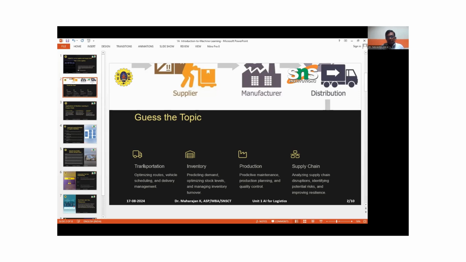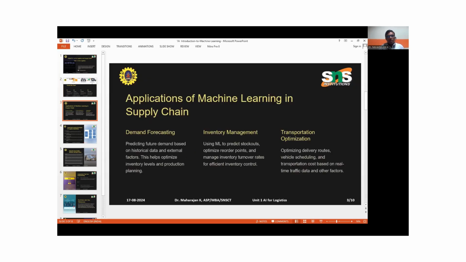How do we manage the bottlenecks? How do we manage the interruptions? These are all things. So what are we going to study? Okay, I think you guessed right. We are discussing applications of machine learning. Now we are introducing one more term, machine learning in supply chain.